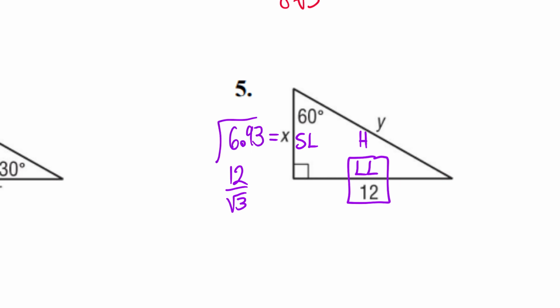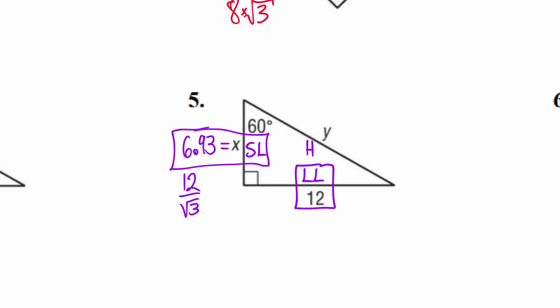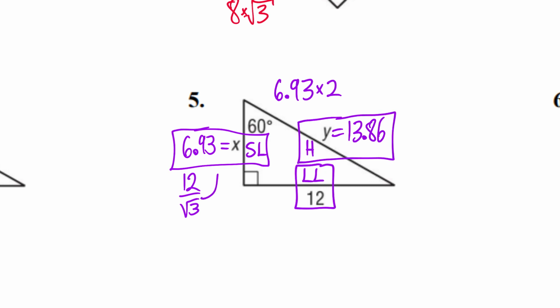6.93. Okay. All right, now from the short leg to the hypotenuse, what do we do? 6.93 times 2 is going to give us the hypotenuse. What is that? 13.86. Okay, it's 13.86.